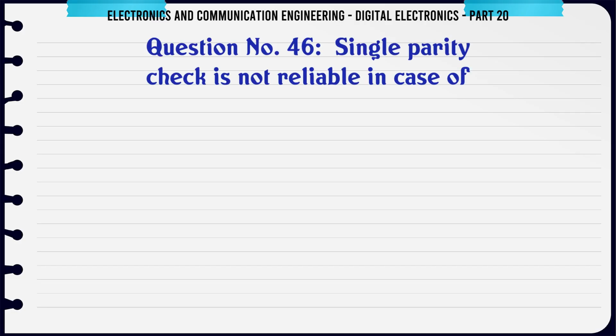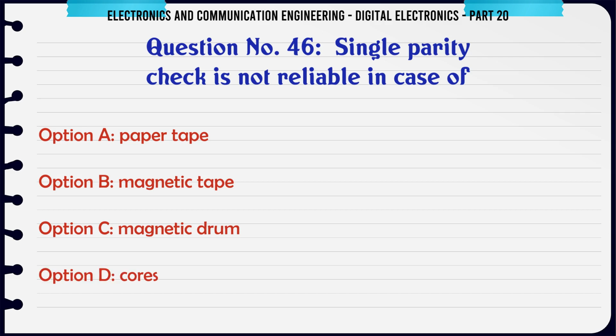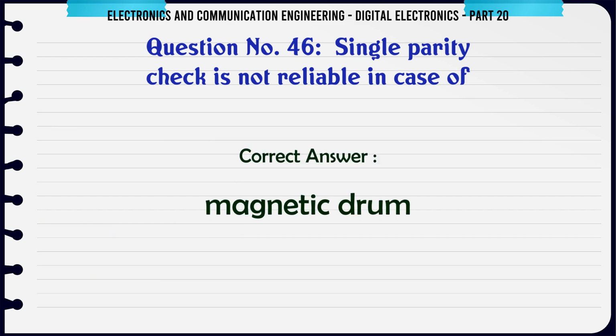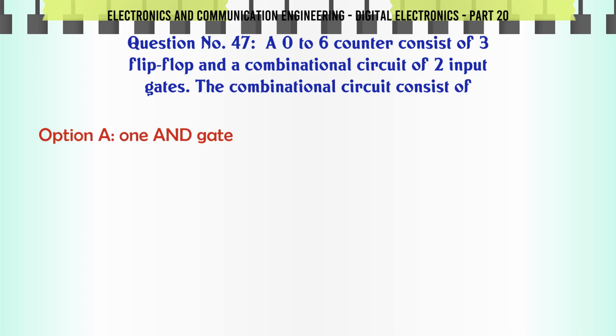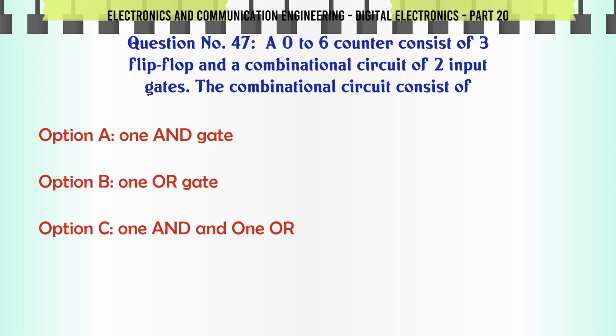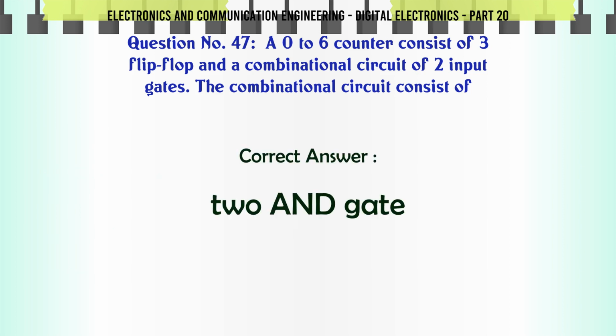Single parity check is not reliable in case of A paper tape, B magnetic tape, C magnetic drum, D cores. The correct answer is magnetic drum. A 0 to 6 counter consists of 3 flip-flops and a combinational circuit of 2 input gates. The combinational circuit consists of A 1 AND gate, B 1 OR gate, C 1 AND and 1 OR, D 2 AND gates. The correct answer is 2 AND gates.